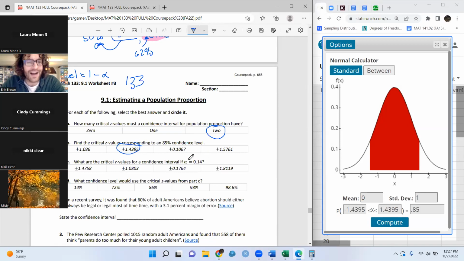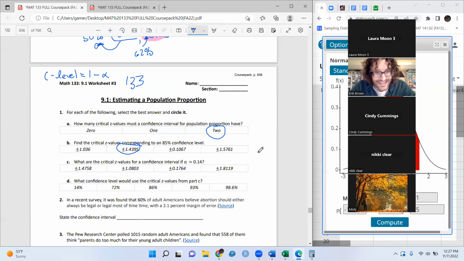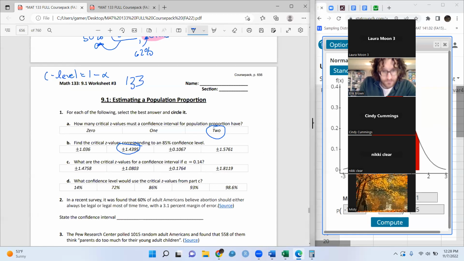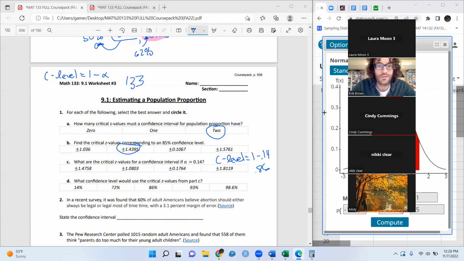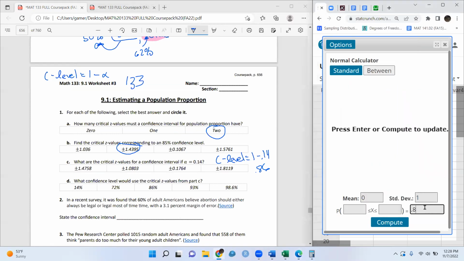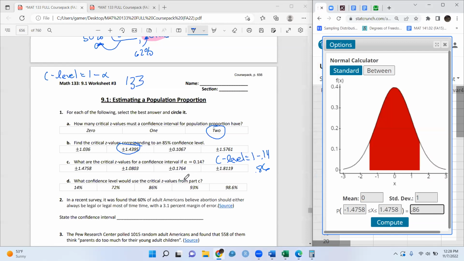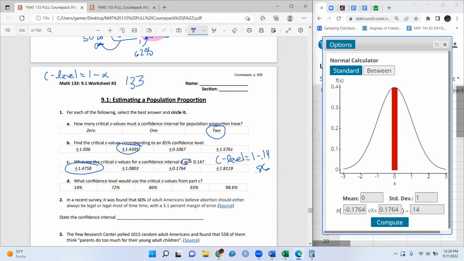Ooh, what'd you get for the confidence level for C? I thought it was the third one, but I'm not totally positive. So as long as you did this and you got 0.86 as your confidence level, nice, Misty. And then you smash that into StatCrunch and you got 1.4758 plus or minus. There it is. It's number 1. If you put in 0.14, you would have gotten the 0.764 thing, right? That's what I did for D.